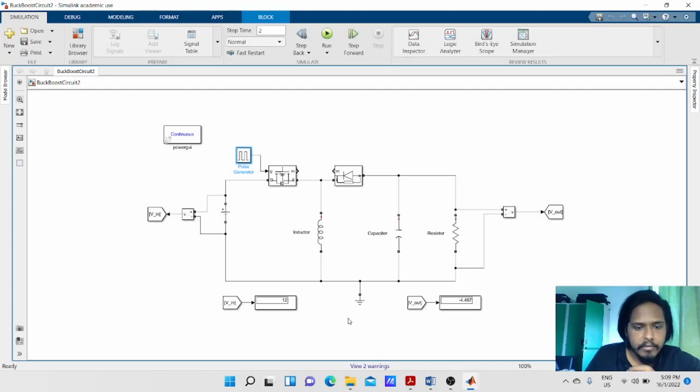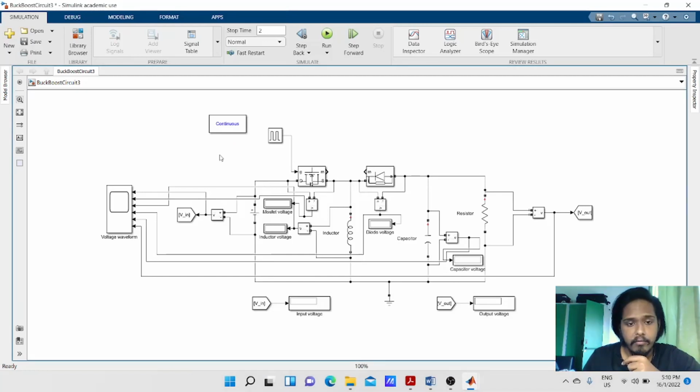As I said previously, the voltage input is 12 volts, and the output we get is negative 4.487. This is because the buck boost converter is an inverting DC to DC converter. For example, the polarity of the output voltage is reversed compared to the input supply. Thus it is a negative output buck boost converter. Because of that the output voltage becomes negative, almost 5 volts.